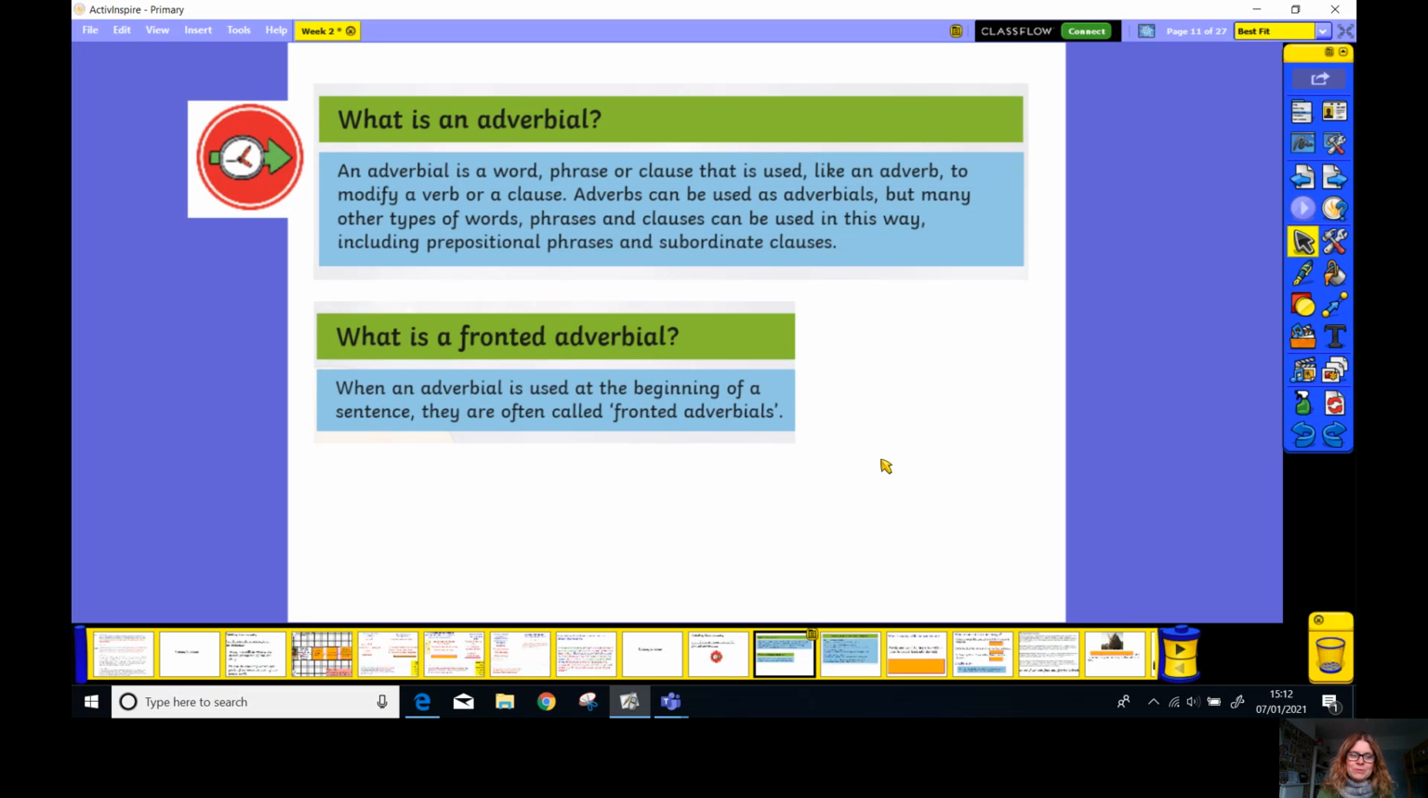So what is a fronted adverbial? When an adverbial is used at the beginning of a sentence, it is often called a fronted adverbial. So you can move adverbials around. Remember, we've talked about that before. Okay, now let's have a look at some examples.